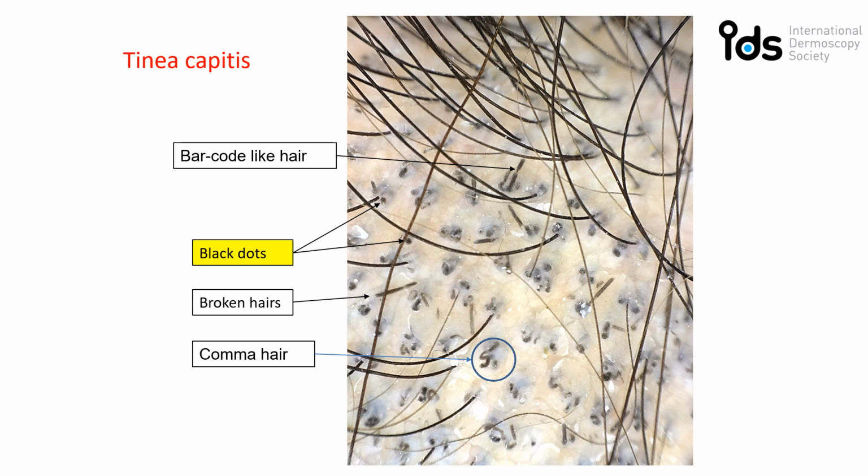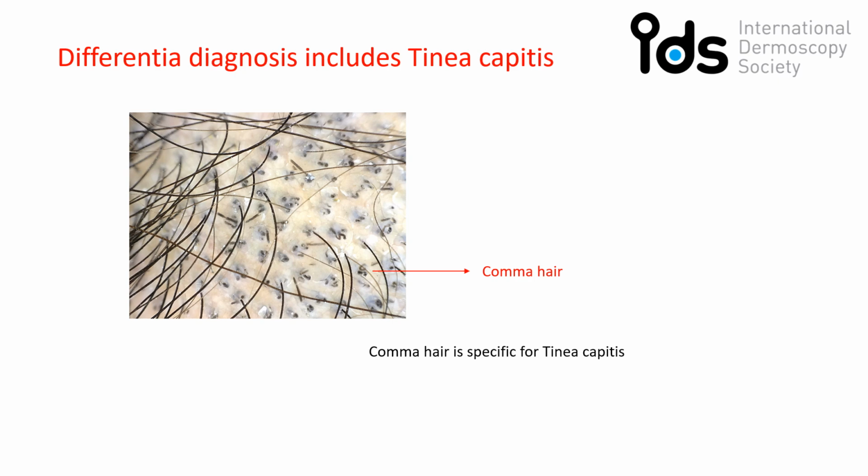Don't mistake that for Tinea capitis, because Tinea capitis is really easy to distinguish on dermoscopy if you identify the comma hair. Comma hair is considered specific for Tinea capitis.